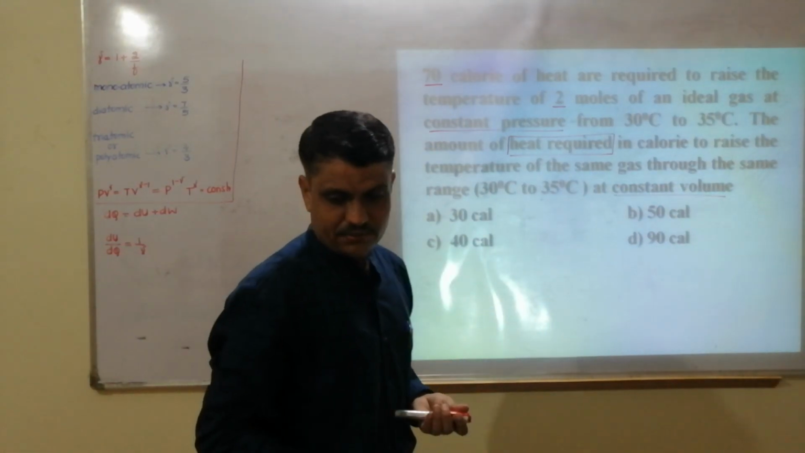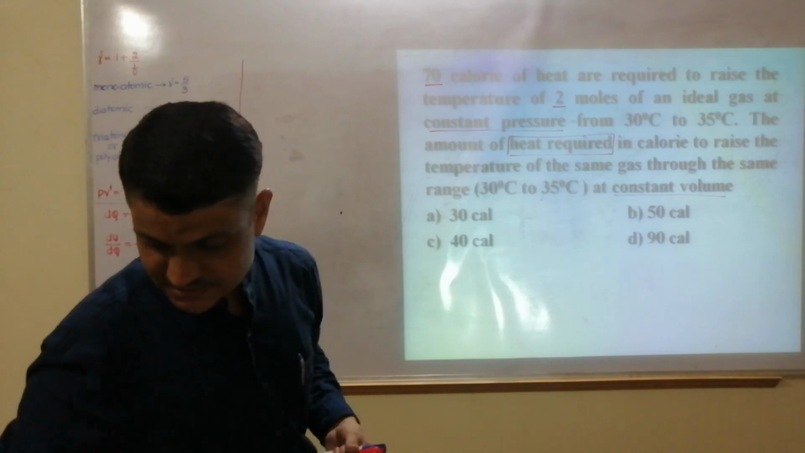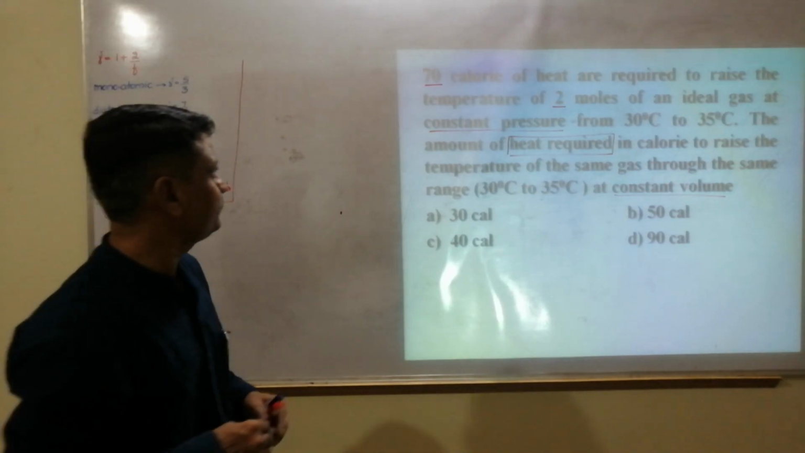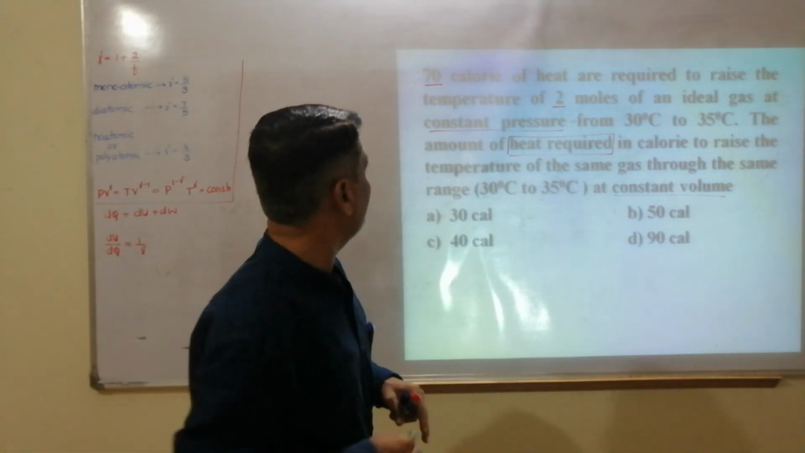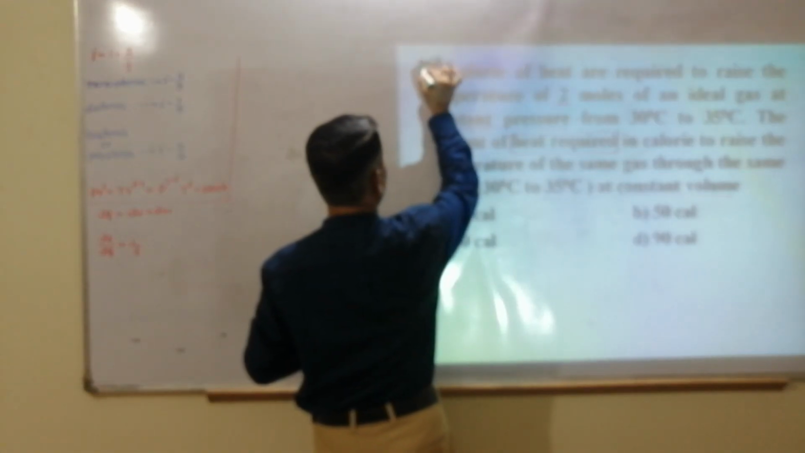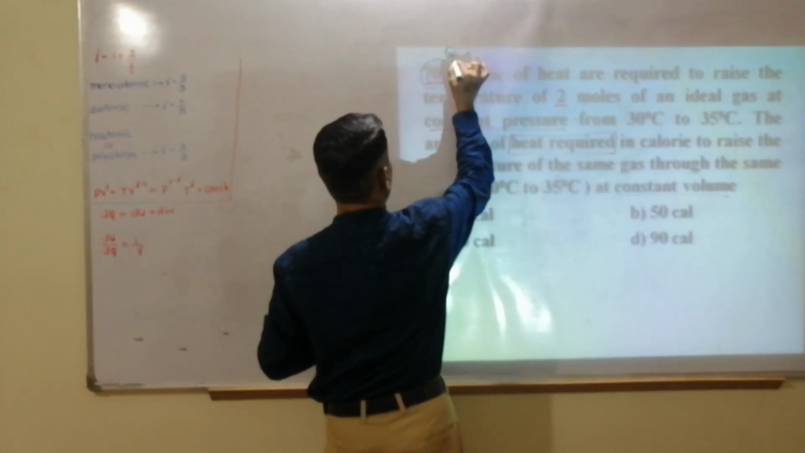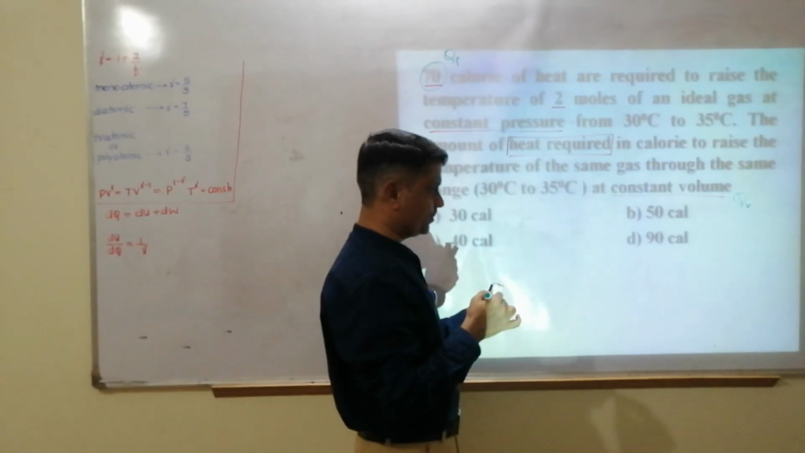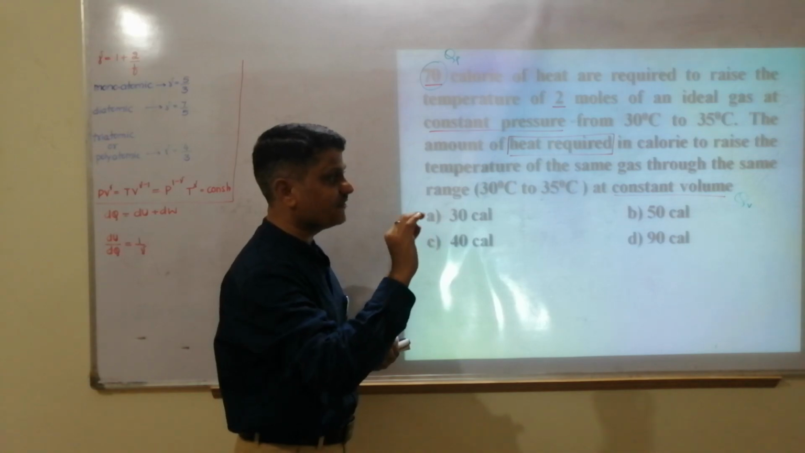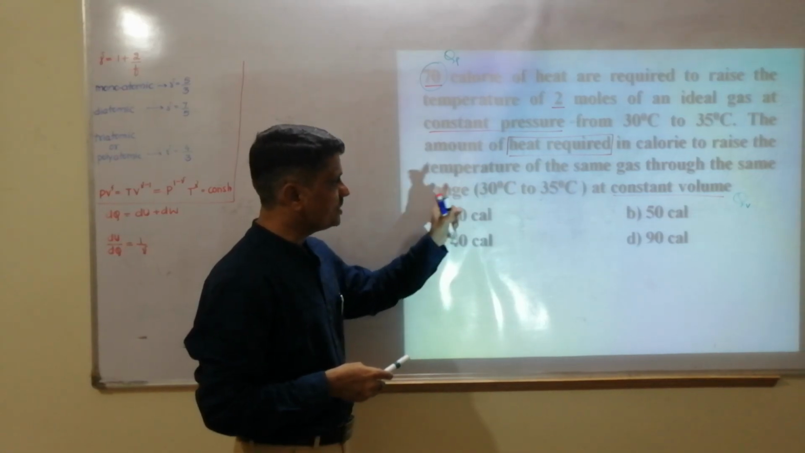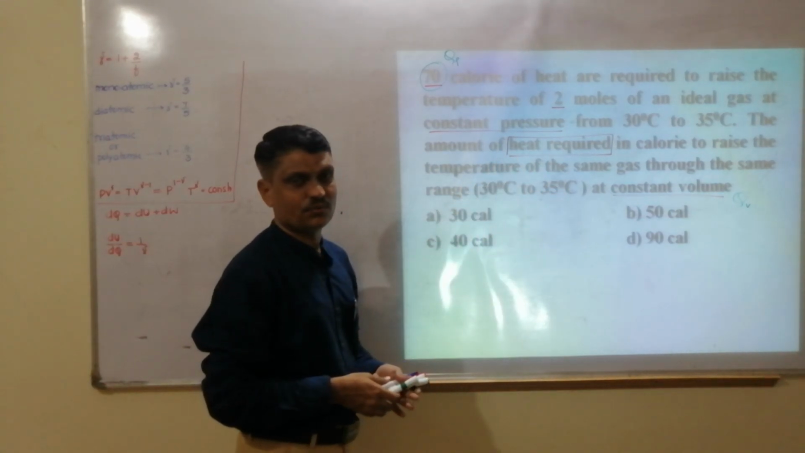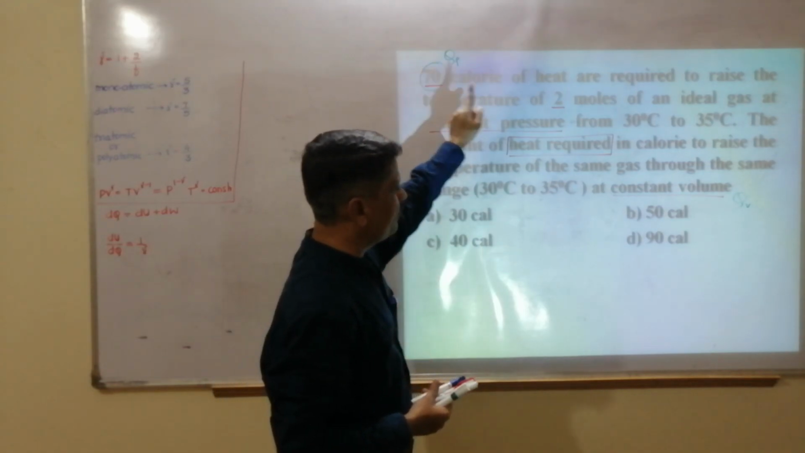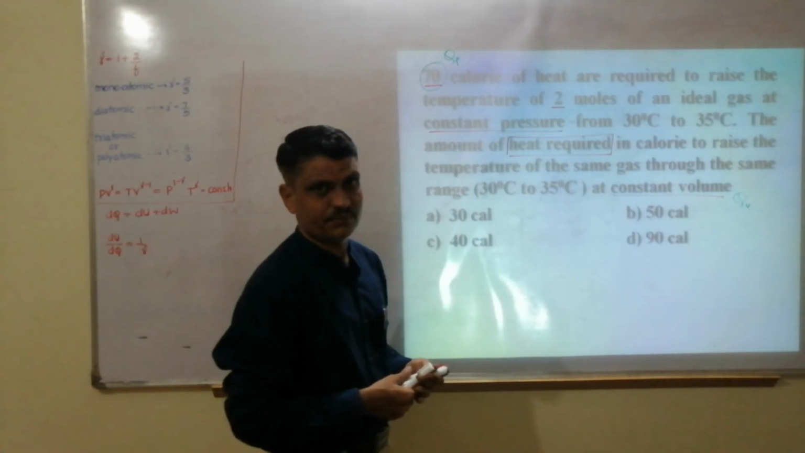Okay, see, it means this is 70 calorie. This 70 calorie is nothing but the amount of heat used to raise the temperature at constant pressure. And here it is asking for the amount of heat required to raise the temperature of the same gas through the same temperature at constant volume. That is QP given, QV asking.